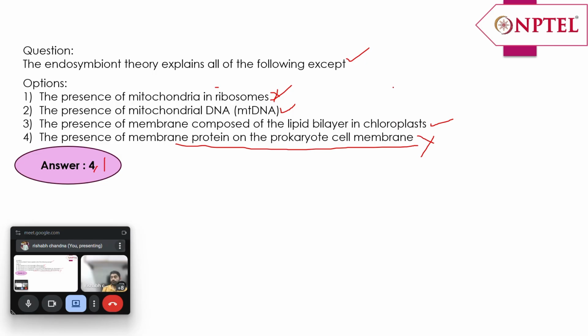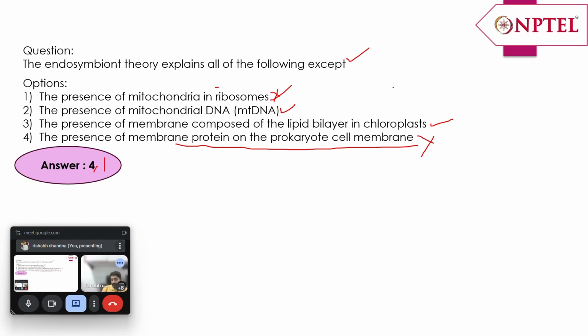Sir, if we observe the first option, the presence of mitochondria in ribosomes, I did not get that point. So ribosomes are present in mitochondria, right? The sentence may not be correct. Yes, because the option was written like that, that's why I included it in the option. But if the sentence were, the presence of ribosomes in the mitochondria, then that option would also be correct. Okay. Thank you.